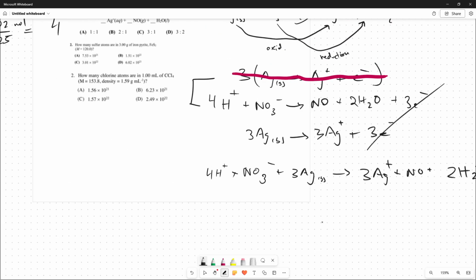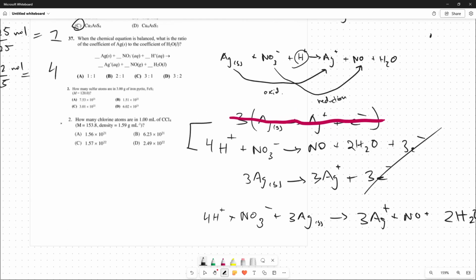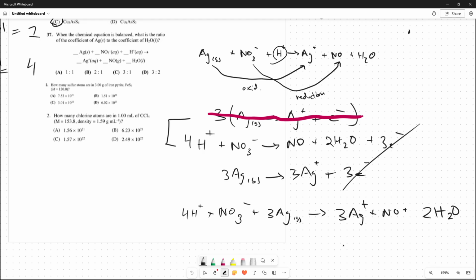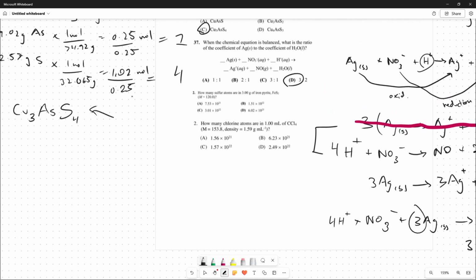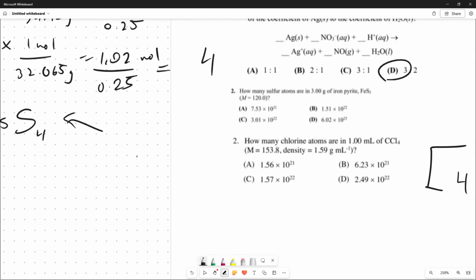Now let me go and ask what the question is saying. It says, what is the ratio of the coefficient of Ag to the coefficient of H2O? Pretty easily we can see the coefficient here is 3, and the coefficient here is 2. So that's going to be a ratio of 3 to 2, which is answer option D. That's not a very fun question to do, but we have an easier one.